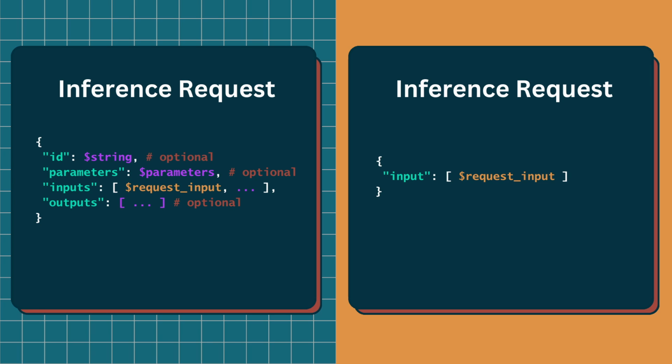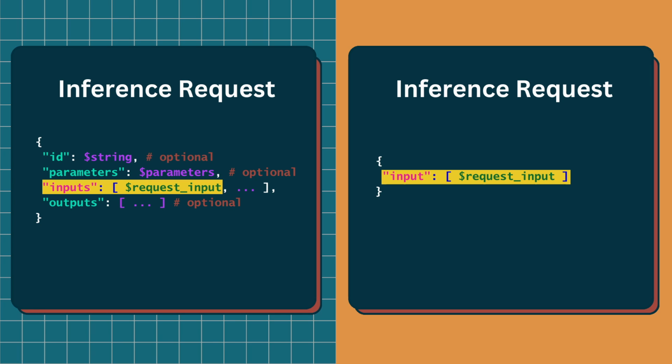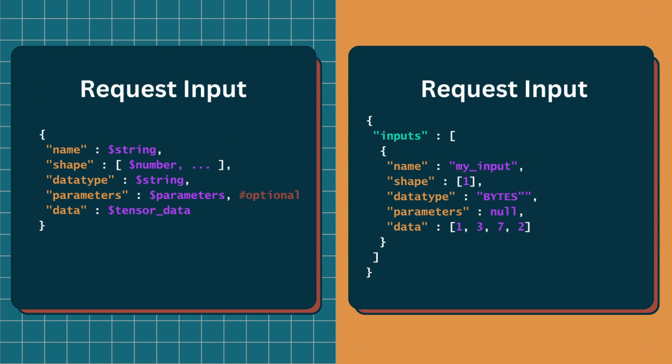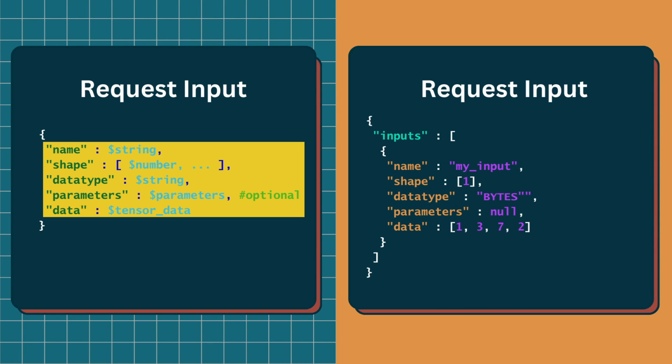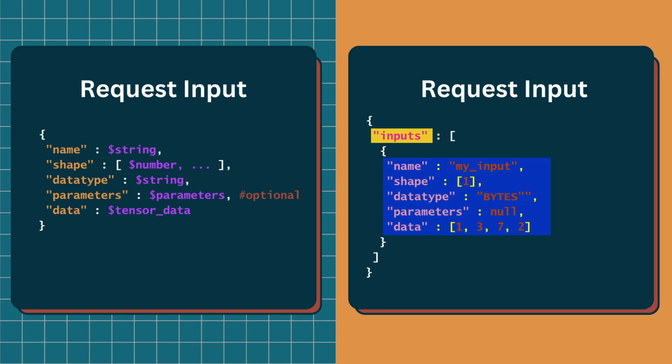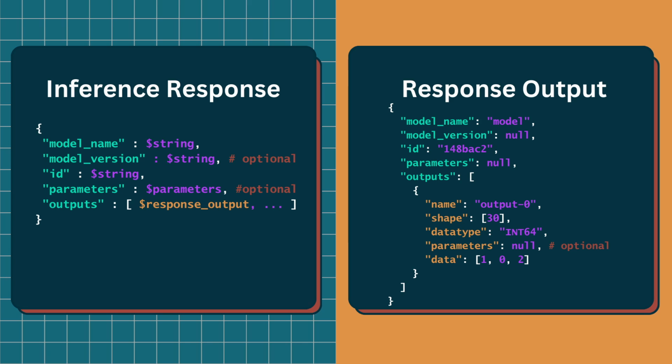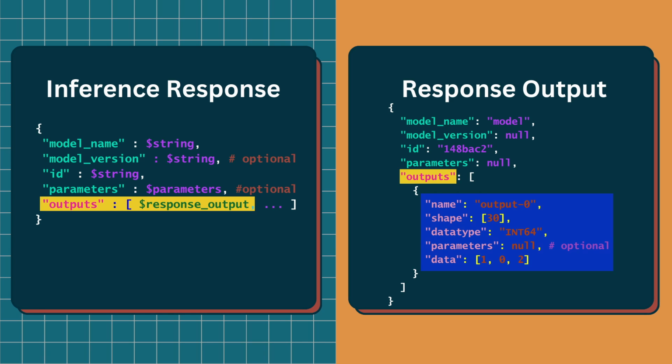But there's still something we haven't looked at. We haven't looked at what the request input is. Inside of the inputs key, we use request input. Notice that request input also has a structure and format of its own. On the right is an example of what it would look like inside of inputs. Then we have the same story for the inference response. Outputs contain the response output, which all follow the same structure. For more information on the keys, please take a look at the Kserve documentation.